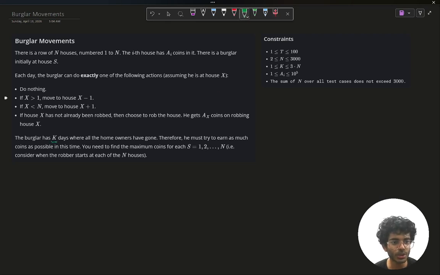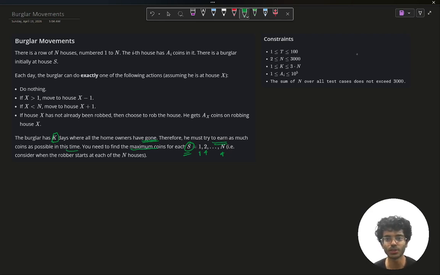Now the burglar has a total of K days with him where all the homeowners have gone somewhere. Therefore, the goal of the burglar is to earn as many coins as possible in this time. We need to find the maximum coins the burglar can earn if he starts at house 1, 2, and so on all the way till the end. So if he is starting at any of the houses, we need to tell the maximum number of coins that the burglar can earn.